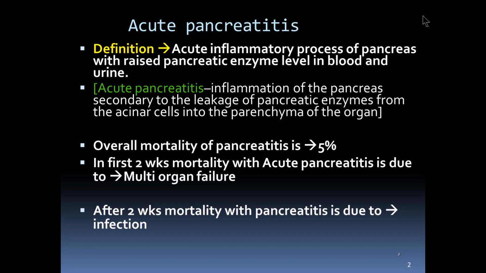So acute pancreatitis is an inflammatory process of the pancreas with raised pancreatic enzyme level in the blood and urine. Another easy definition is inflammation of the pancreas secondary to leakage of the pancreatic enzyme from the acinar cell into the parenchyma of the organ.